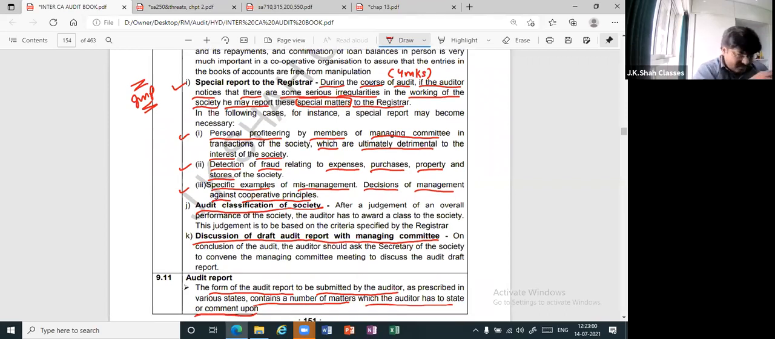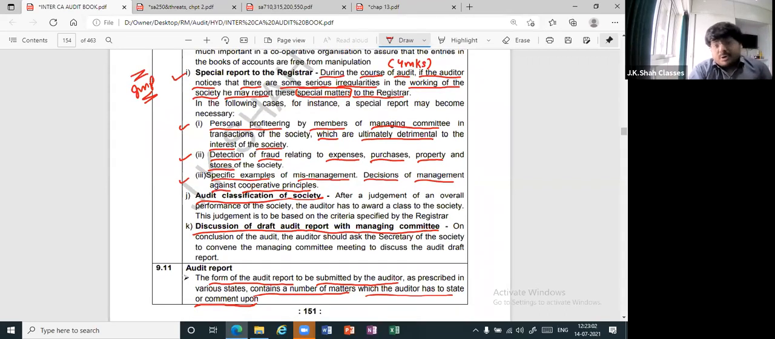Thereafter, discussion of the draft with the managing committee. So whatever auditor's report you are planning to give, you have to discuss that draft with the managing committee, basically the secretary, that this is what I intend to give.